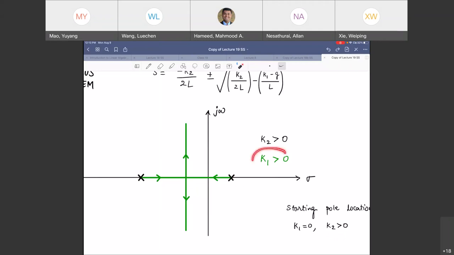Then I will increase K1. When I increase K1 now, this pole moves this way, this pole moves this way, but as soon as it crosses over to the left half plane, it became stable. However, being here and here corresponds to an overdamped system, right? So still there is damping, huge damping.